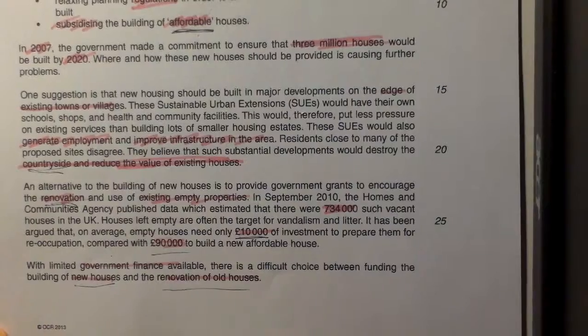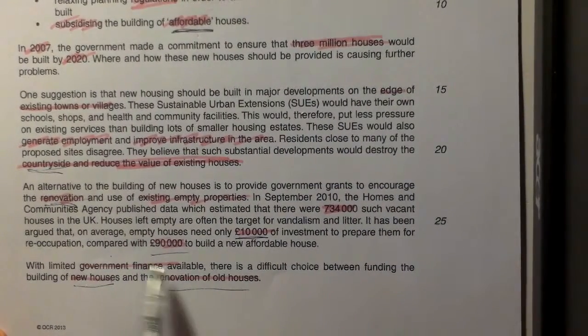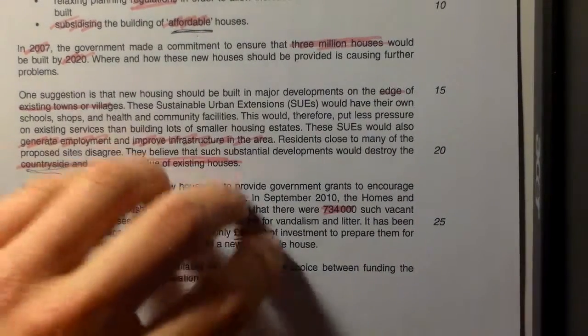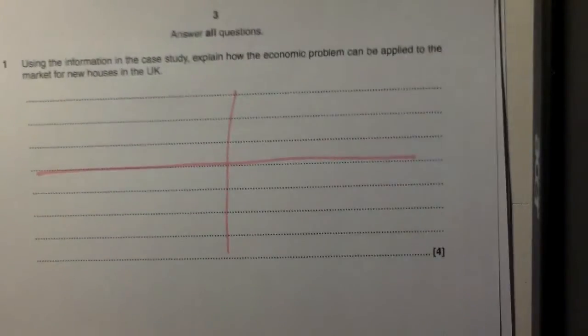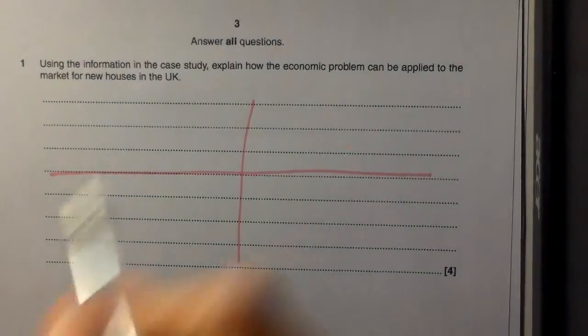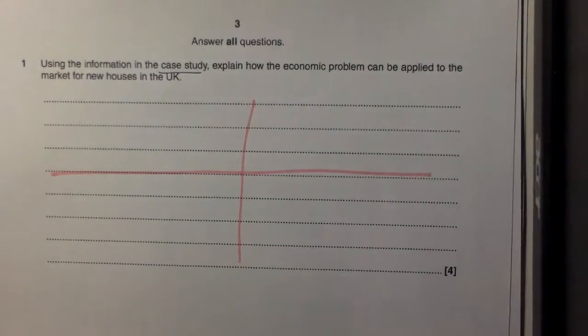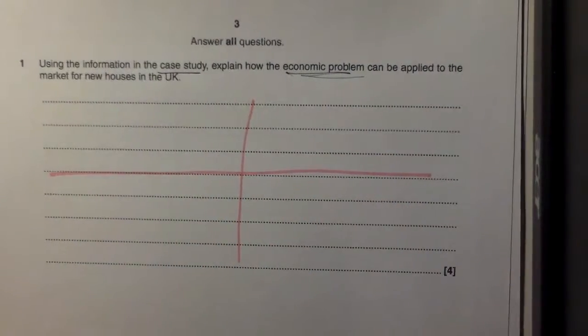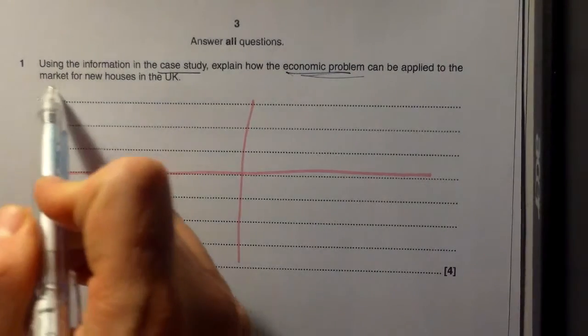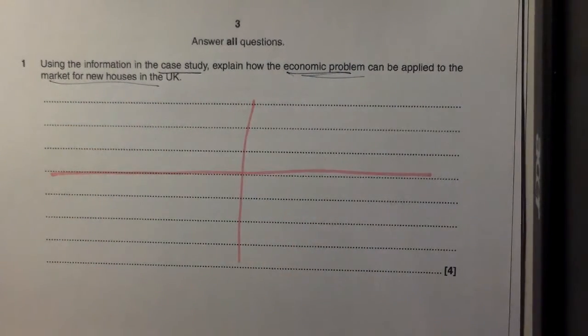So we can kind of guess there's going to be some opportunity cost here between the two, but also we've got the basic economic problem because we've got limited government resources there. So now if we have a look at the first question, it says, using the information provided in the case study, explain how the basic economic problem can be applied to the market for new houses. So we've got the market, and we've got the key term there.